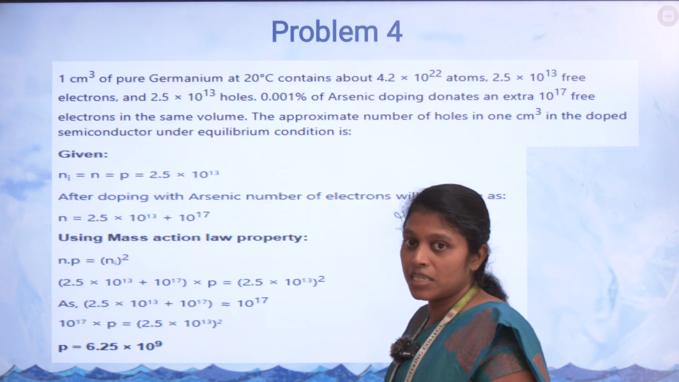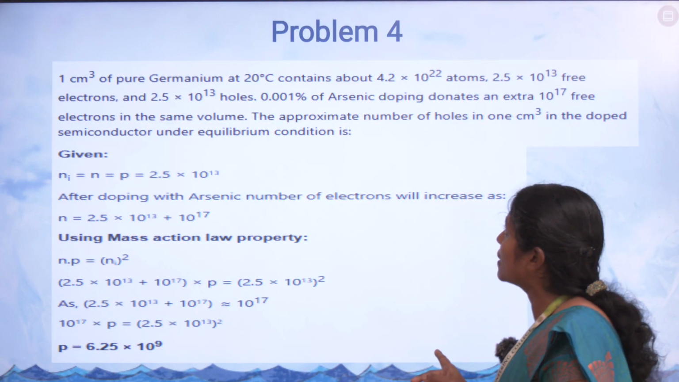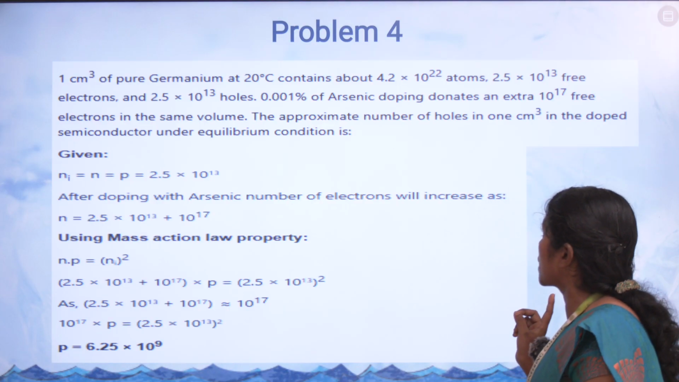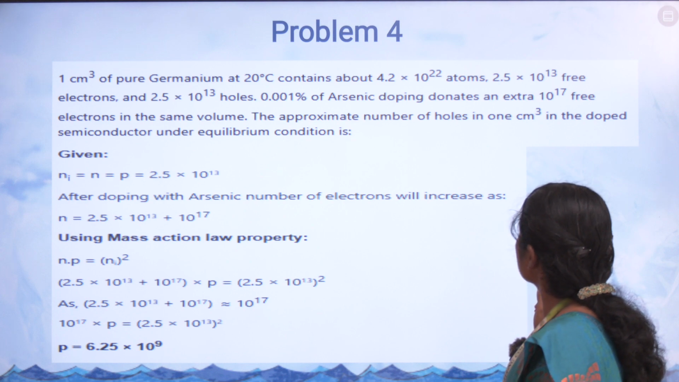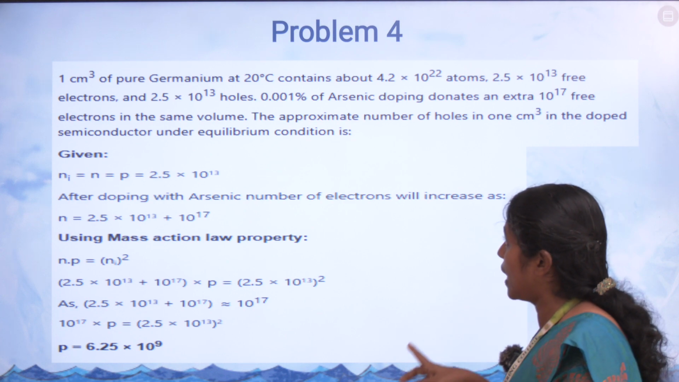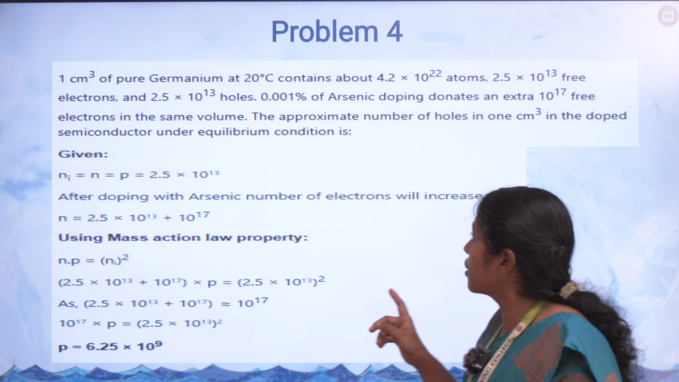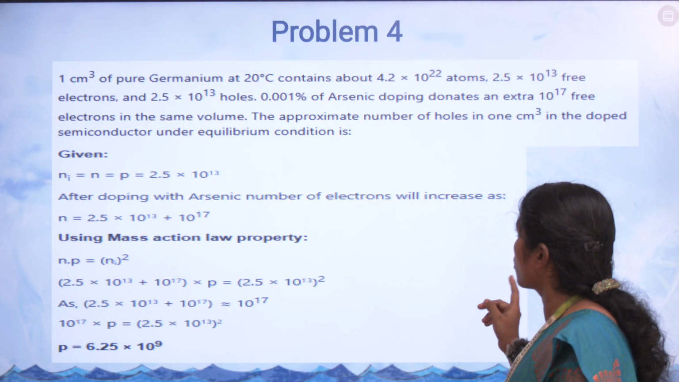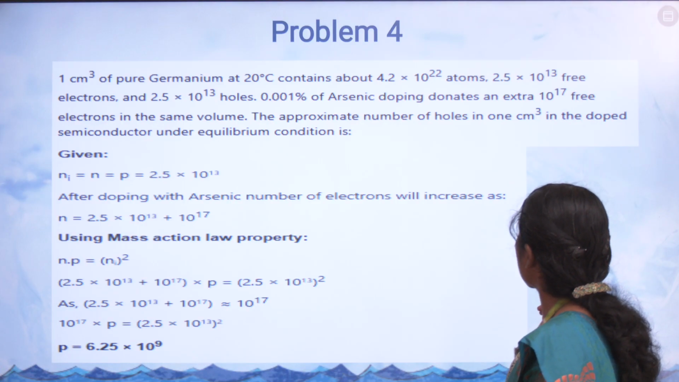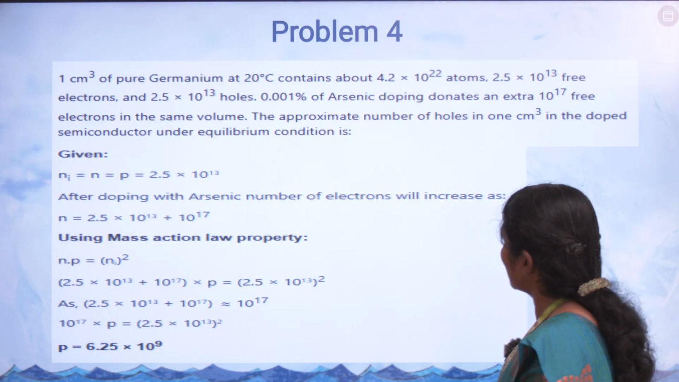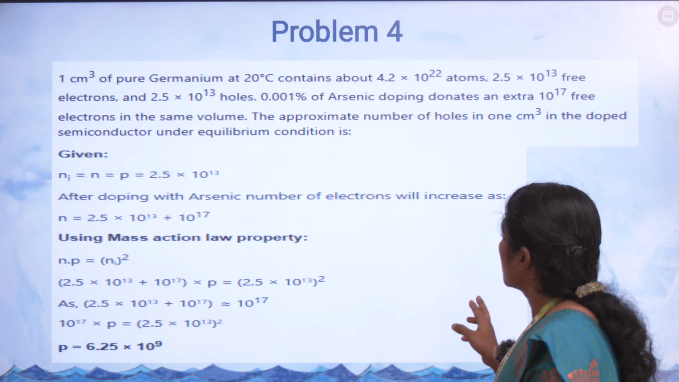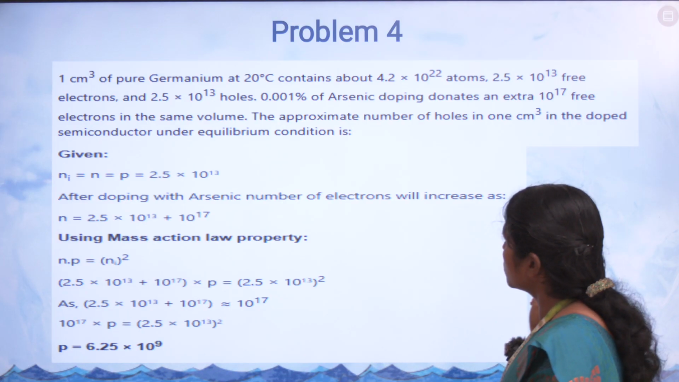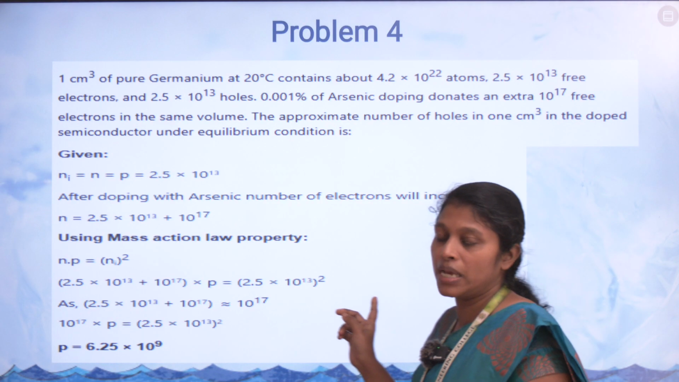And the next problem is: 1 centimeter cube of pure germanium at 20 degrees centigrade contains 4.2 into 10 to power 22 atoms and 2.5 into 10 to power 13 free electrons and 2.5 into 10 to power 13 holes. 0.0001% of arsenic doping donates an extra 10 to power 17 free electrons in the same volume. What is the approximate number of holes in 1 centimeter cube in the doped semiconductor under equilibrium condition?